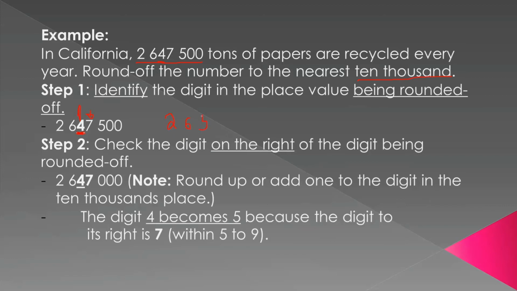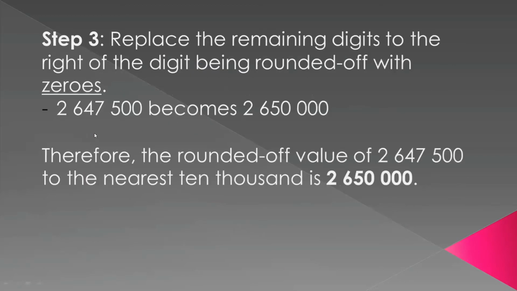In our next step, step 3, replace the remaining digits to the right of the digit being rounded off with zeros. How are we going to do that? Let me show you again that this 4 becomes 5, katulad nga ng sinabi natin kanina, and then replace the remaining digits to its right.